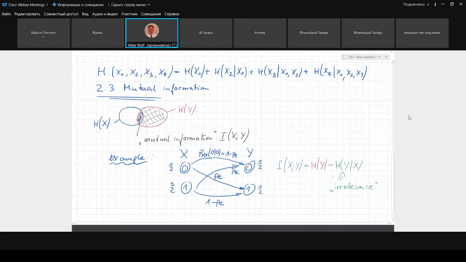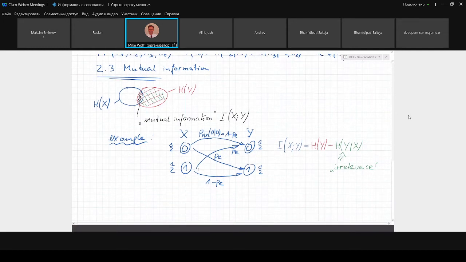Therefore, it's called irrelevant. So if this value is just 0, there's no surprise in this Y if I know this X, and then all the information which was available at the transmitter can be transmitted without any problem. Now we can calculate this mutual information for this example.